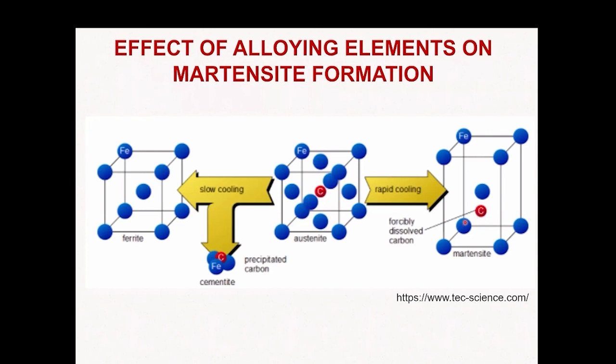Nag-iba ngayon, tumaas na yon. Kita nyo na andun lang siya sa interstices. Pero siya sumakop na ng isang tawag nito, doon sa interstices mo, bigla niyang ginalaw. Kaya kung bakit lumaki yung size ng iyong BCC iron. So yan po yung nangyari doon sa martensite formation.